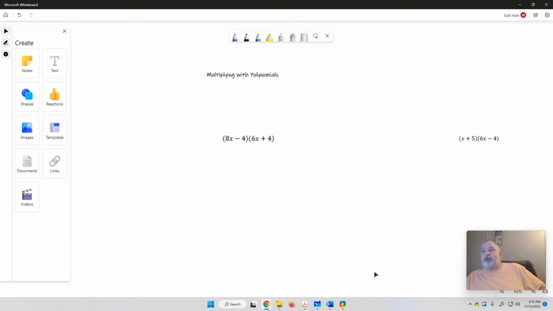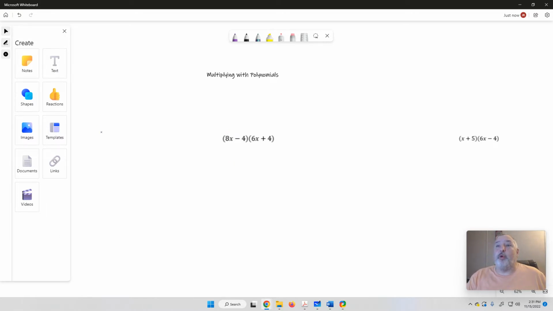We're looking at how to multiply with polynomials. So I'm going to show you two different types of problems and the process that you can use for each one. The first one is a binomial times a binomial. These are the most common ones we're going to see. And so there's lots of techniques for this. I'm going to show you two that I like to use.